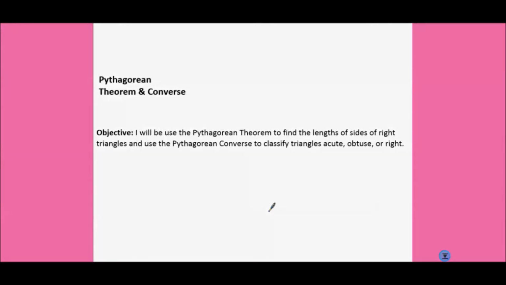Today we're going to be talking about the Pythagorean Theorem and its converse. Our objective is that we will use the Pythagorean Theorem to find the lengths of sides of a right triangle and use the Pythagorean Converse to classify triangles as acute, obtuse, or right.